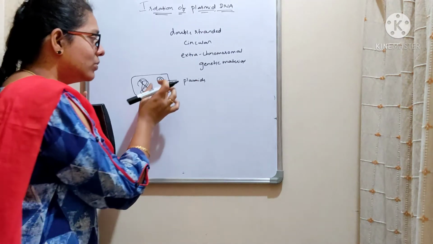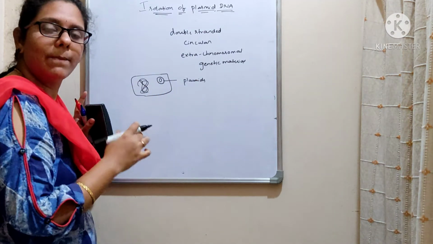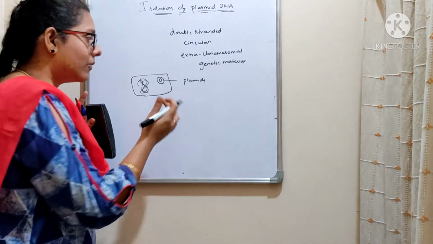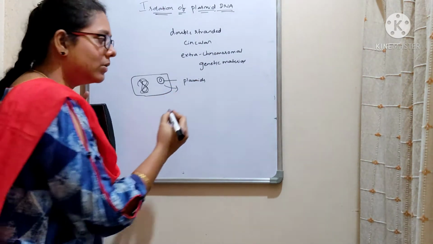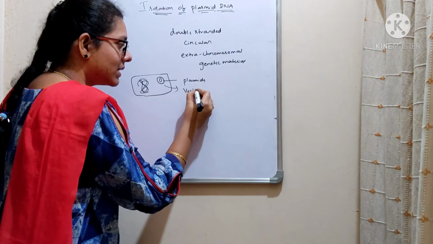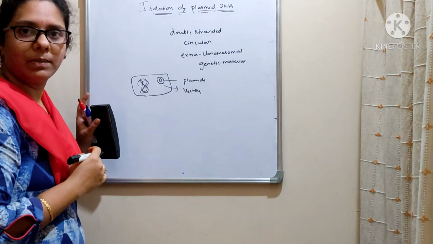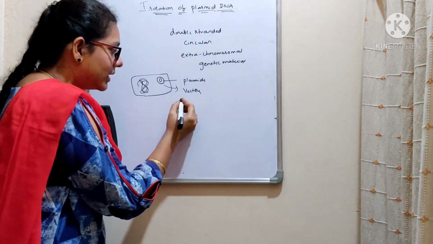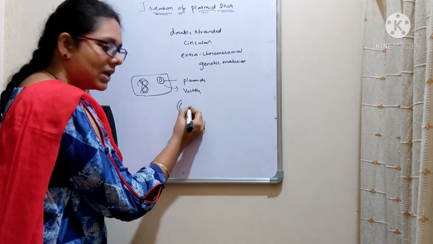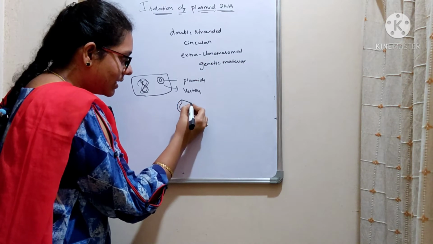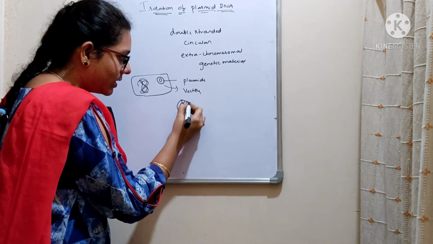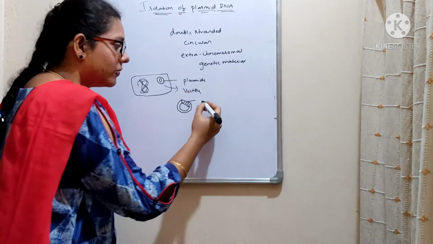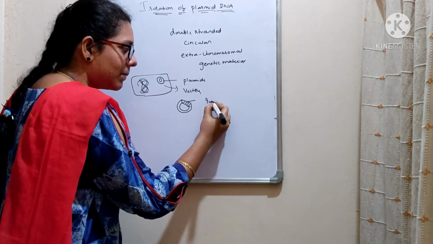Due to the presence of the plasmids, some bacteria may show antibiotic resistance, and of course these plasmids can be used as vectors in genetic engineering experiments. So if we can isolate this plasmid DNA, we can cut open this plasmid DNA and then we can insert our gene of interest over here, which may code for a hormone, for example insulin.